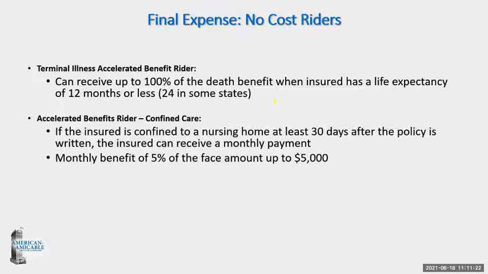Their next benefit is the accelerated benefits rider for confined care. So with this one, if the insured is confined to a nursing home at least 30 days after the policy is written, they can receive a monthly payment of 5% of the face amount up to $5,000. So that's a nice little benefit on there too. They just have to have had the policy for 30 days before they go into a confined nursing home. But there's no 90 days or anything like that that they have to be in there before they can qualify for these benefits, which is nice.